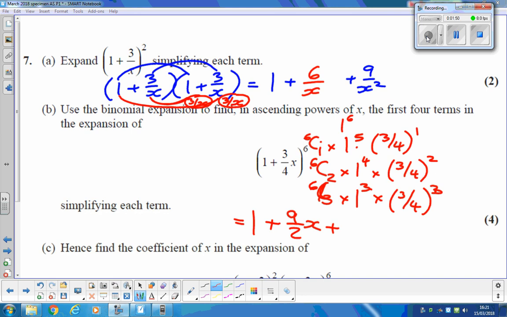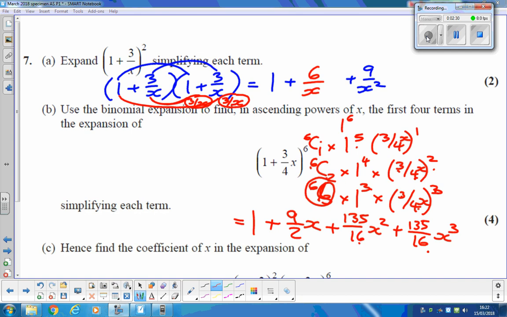Now, 6 choose 2 for the next bit is 15. I've got to do then 15 times 3/x squared, and I'm getting 135 over x squared for that one. And now 6 choose 3, I've got as 20. 20 times 3/x cubed. 20 times 3/x cubed. I've got 540 over x cubed. I missed my x's out there, sorry about that. That confused me initially.